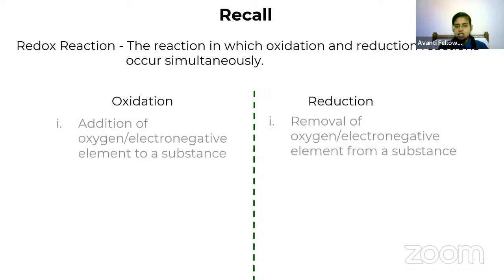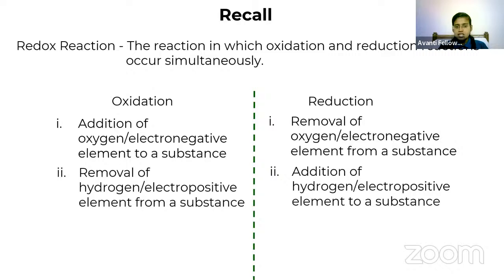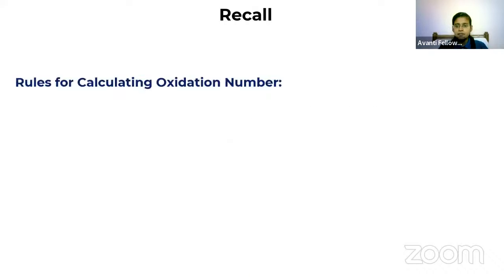Coming to the definitions, oxidation is addition of oxygen or electronegative element, and reduction is removal of oxygen or electronegative element. Oxidation is also the removal of hydrogen or electropositive element, and reduction is the addition of hydrogen or electropositive element. According to the electron transfer concept, oxidation is loss of electrons and reduction is gain of electrons, right?